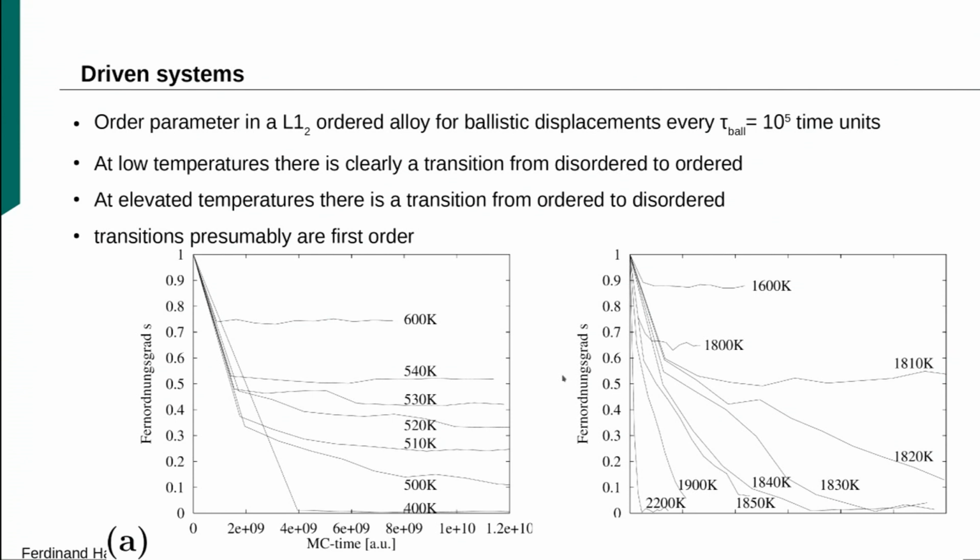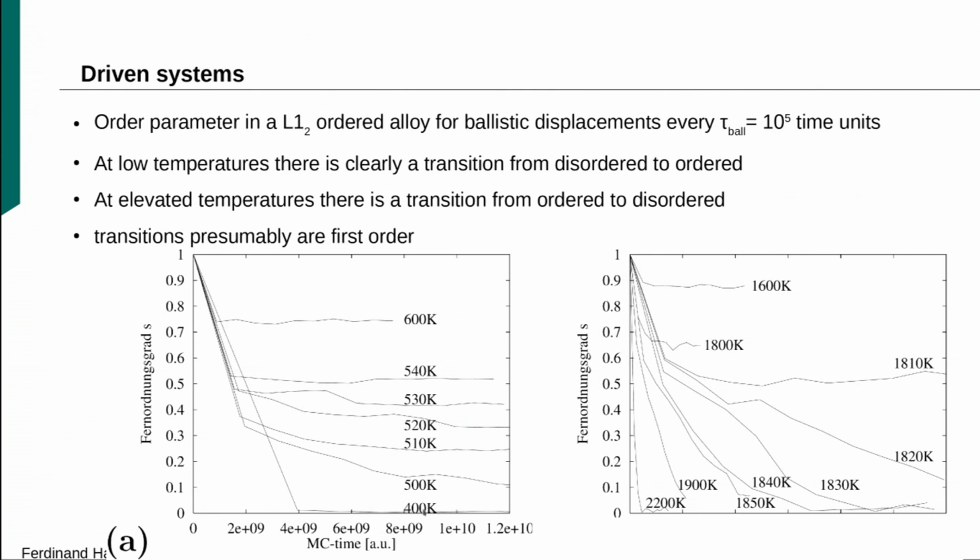So here are some results for the simple case of the L12 structure, the FCC lattice, where I did such ballistic exchanges every 10 to the 5 time units or so. Here you see the Monte Carlo time in the units of this residence time algorithm. And you see here the degree of long-range order as a function of temperature, or here as a function of time for different temperatures.